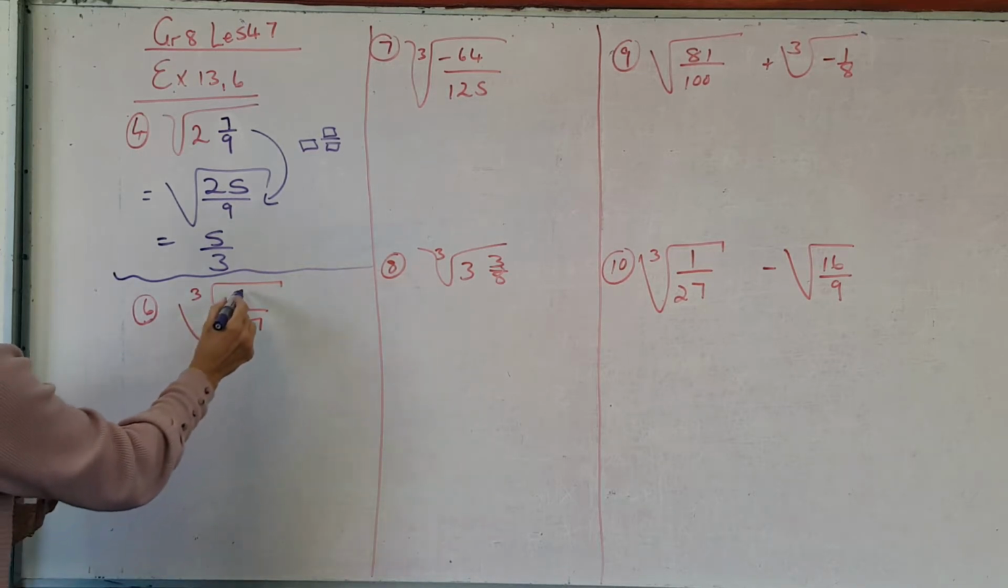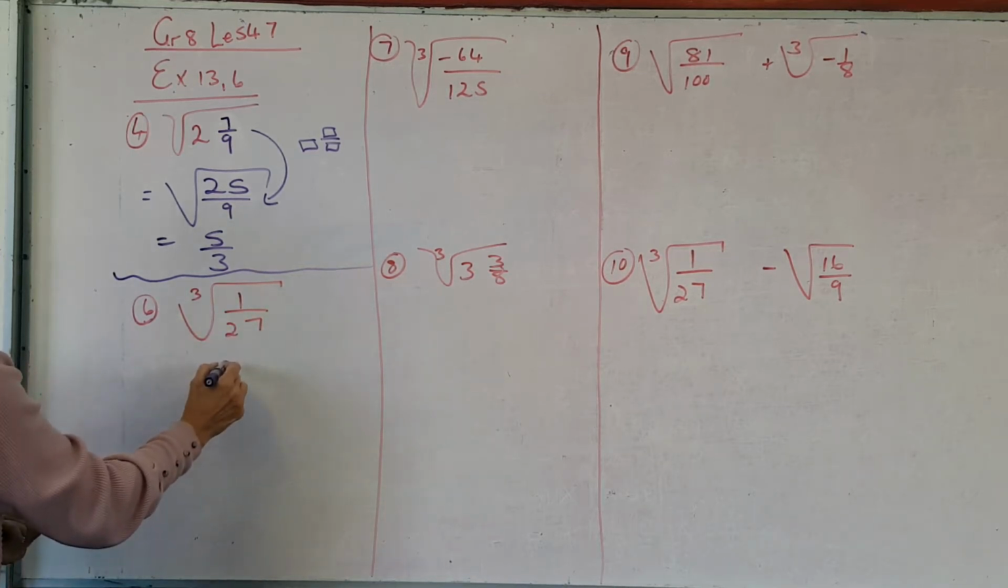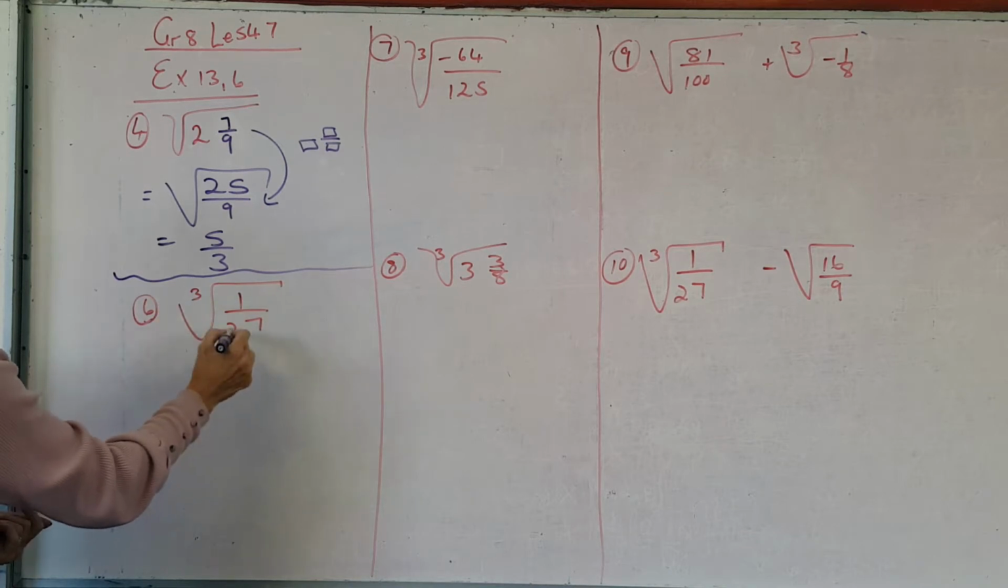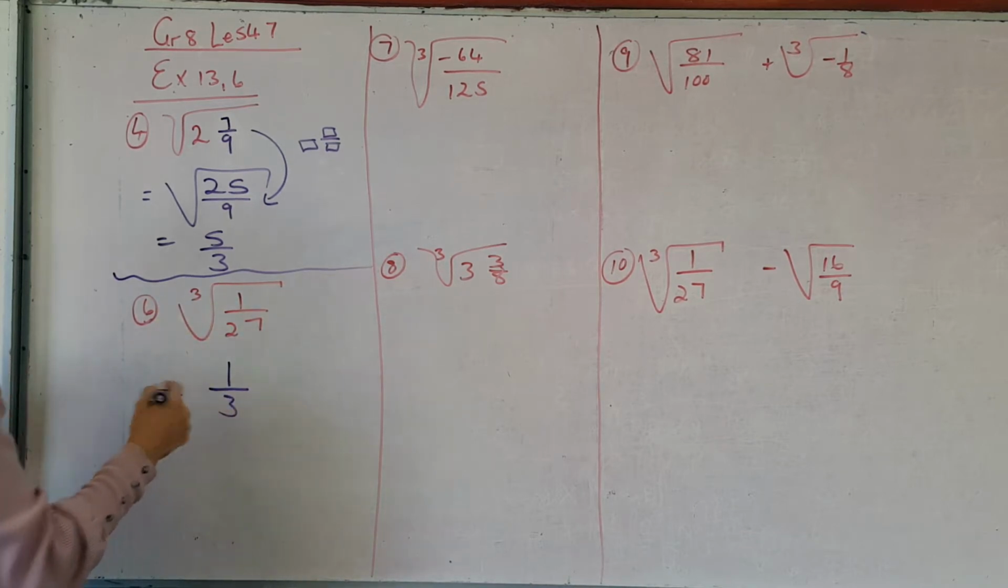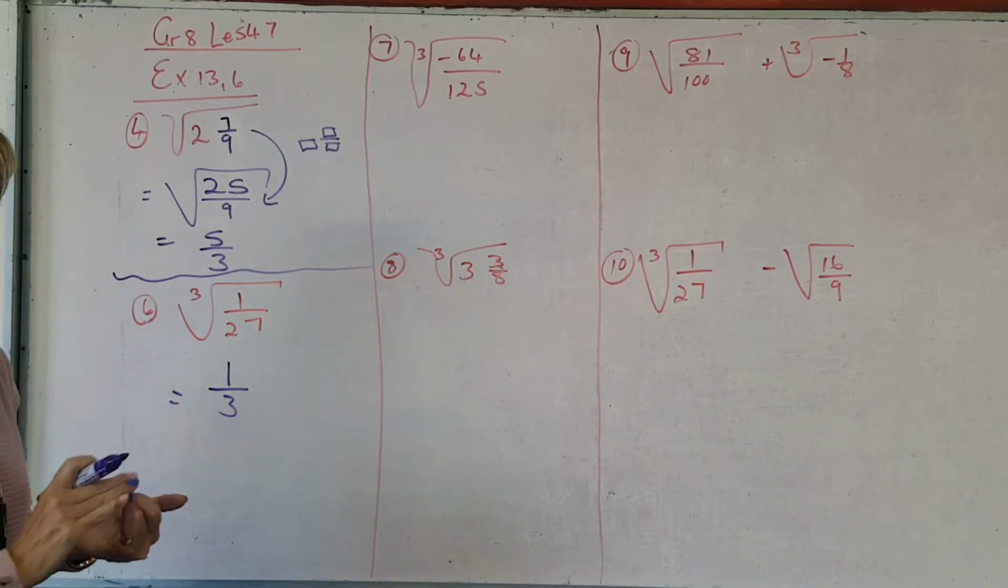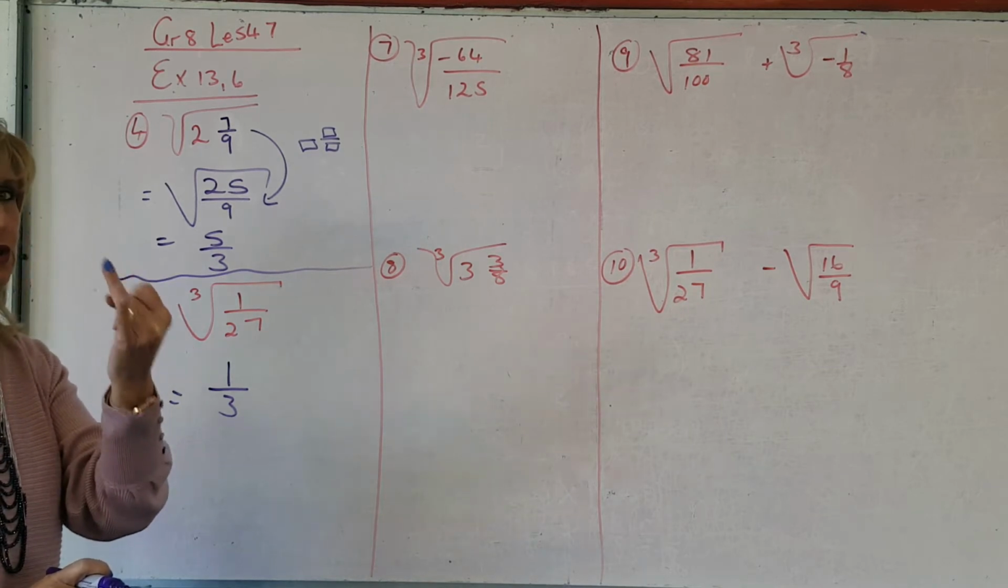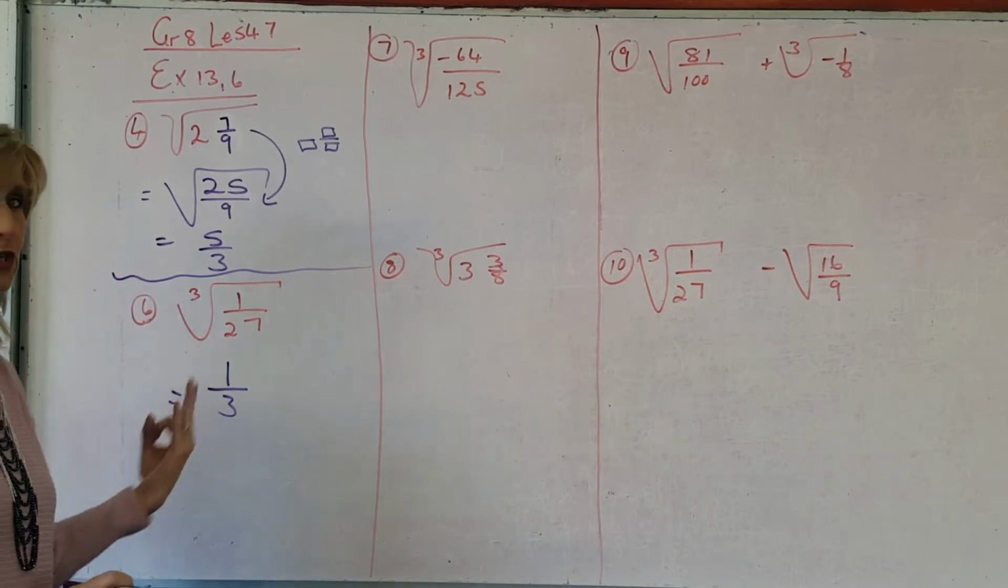Then you will say, the cube root of 1 is 1, and the cube root of 27 is 3. That's why you need to know your cube numbers. 1 to the 3 is 1, 2 to the 3 is 8, 3 to the 3 is 27.